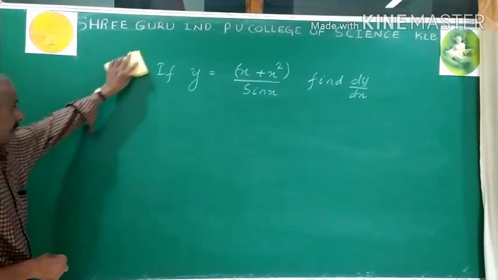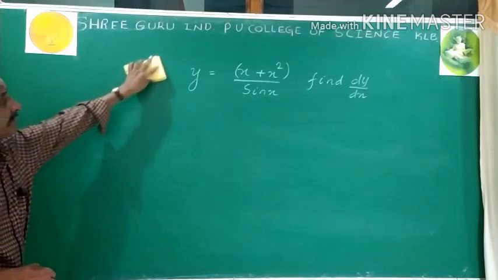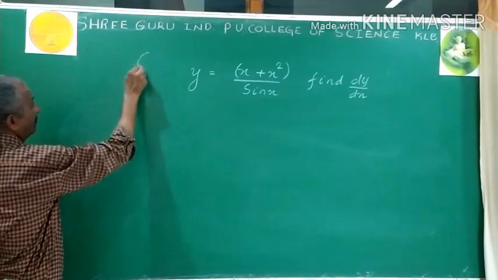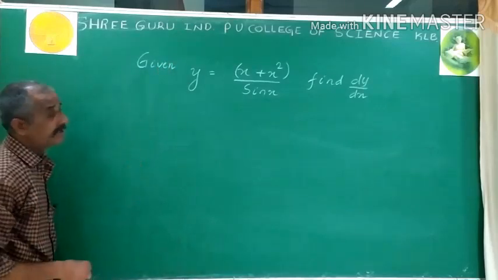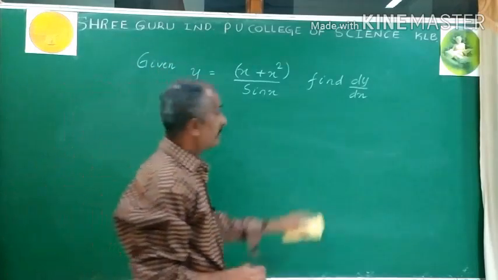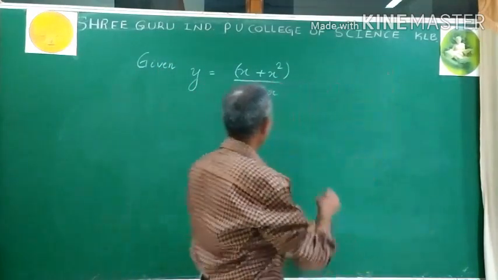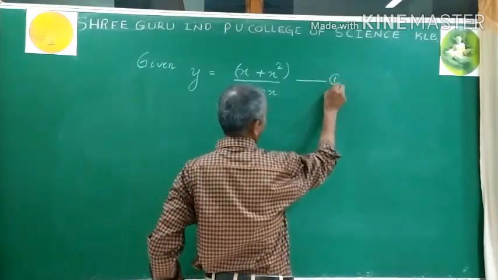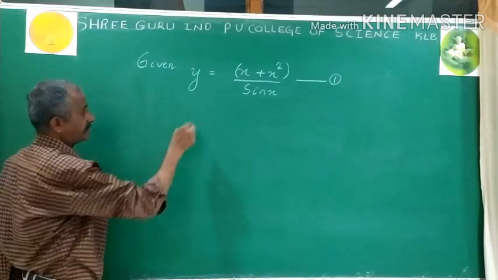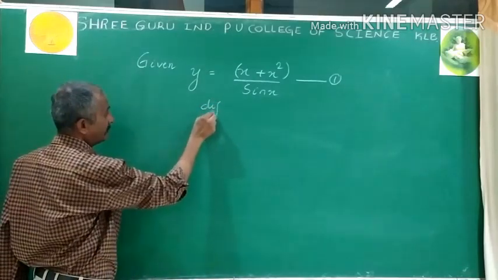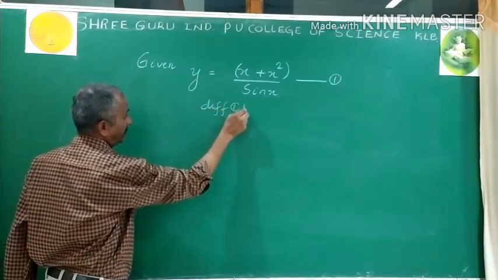So write the solution. First write the given problem again. Given: y equals x plus x square divided by sin x. Call this as 1. Now let us differentiate both sides. Differentiating 1 with respect to x.